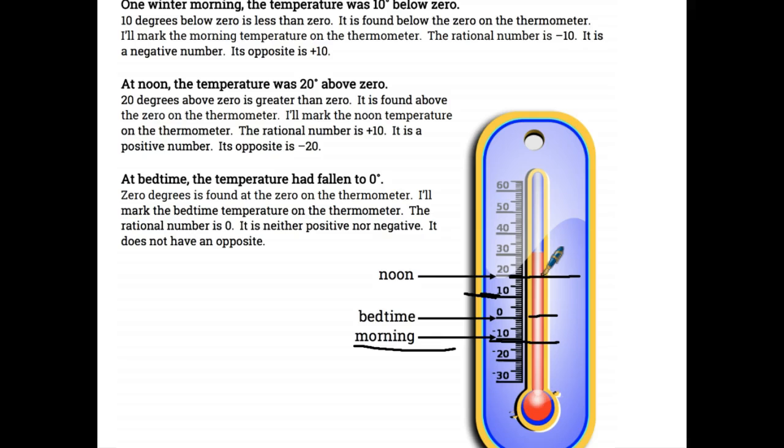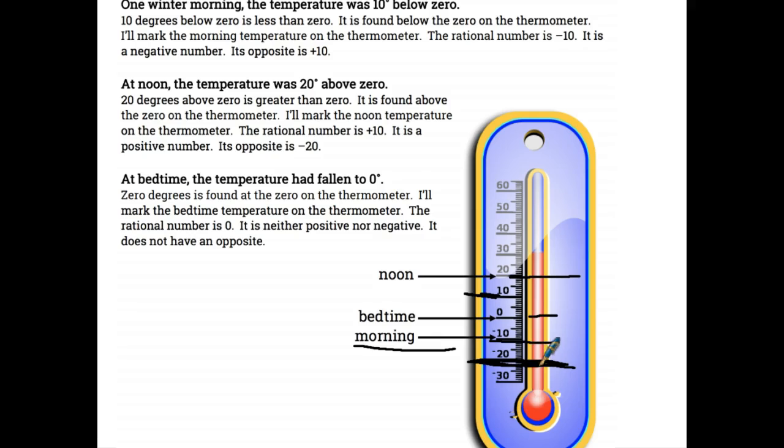If I look at the 20 degrees, when it increased at noon, it went 20 degrees above 0. Well, 20 degrees above 0 is a positive number. The opposite of 20 degrees above 0 is 20 degrees below 0. So if I want to find an opposite number, here's 20. I'm going to count down 20. That takes me to 0. If I count down another 20, it takes me to negative 20.